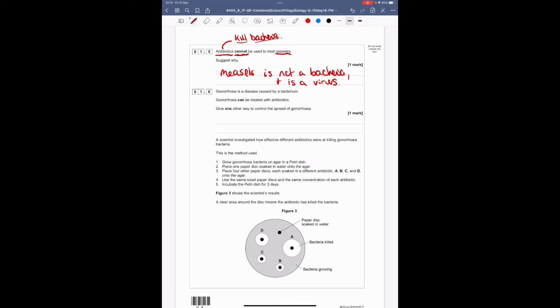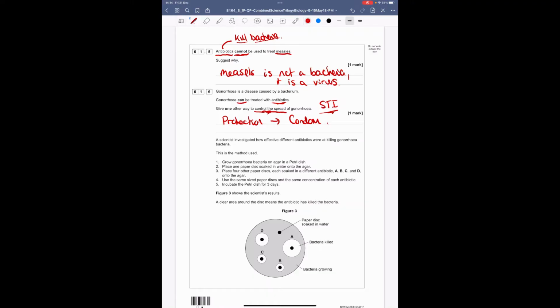Question 1.6. Gonorrhea is a disease caused by a bacterium. It can be treated with antibiotics. Give another way to control the spread of gonorrhea. Okay, so you should know that gonorrhea is a sexually transmitted infection. So therefore, it's spread through sex. It can be killed by antibiotics, but we're on another way of controlling the spread. Well, the easiest way of controlling or stopping STDs from spreading is wearing protection. So you could put protection, or be specific about the type of protection, maybe a condom.